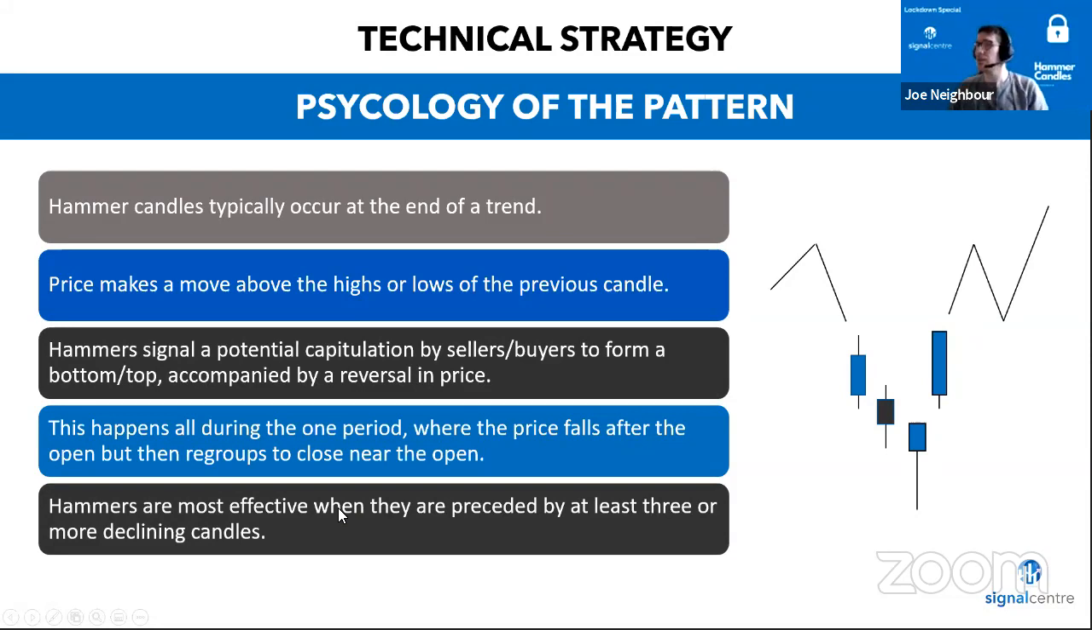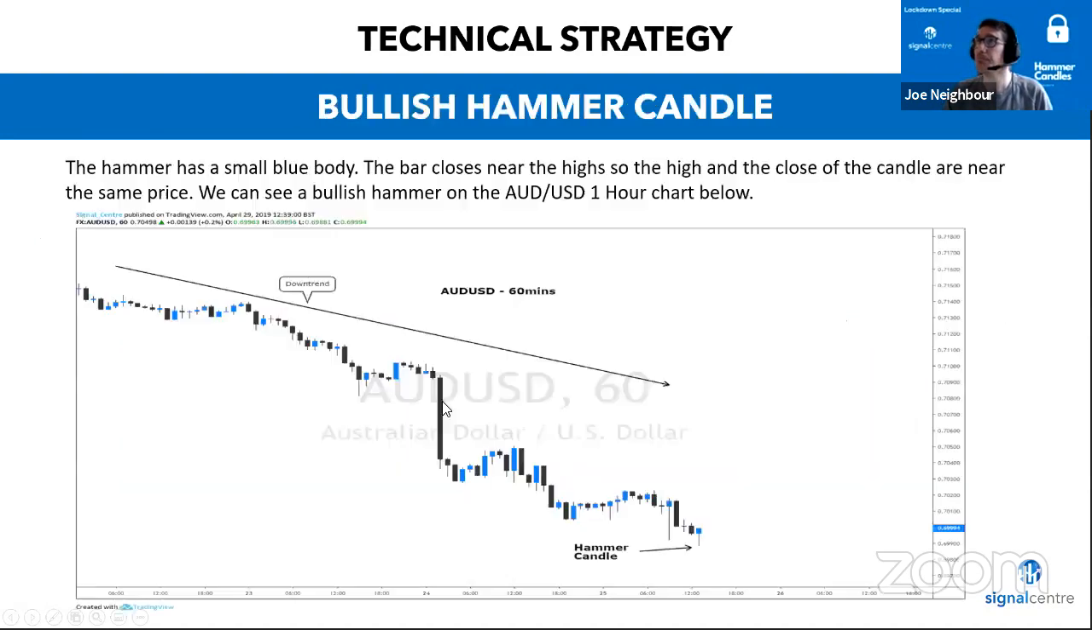Hammers are most effective when they're preceded by at least 3 or more declining candles. In this drawn example here, there's only one previous bearish candle. If you had seen 3 previous bearish candles or black candles going into this hammer candle, then it potentially could have been more effective.